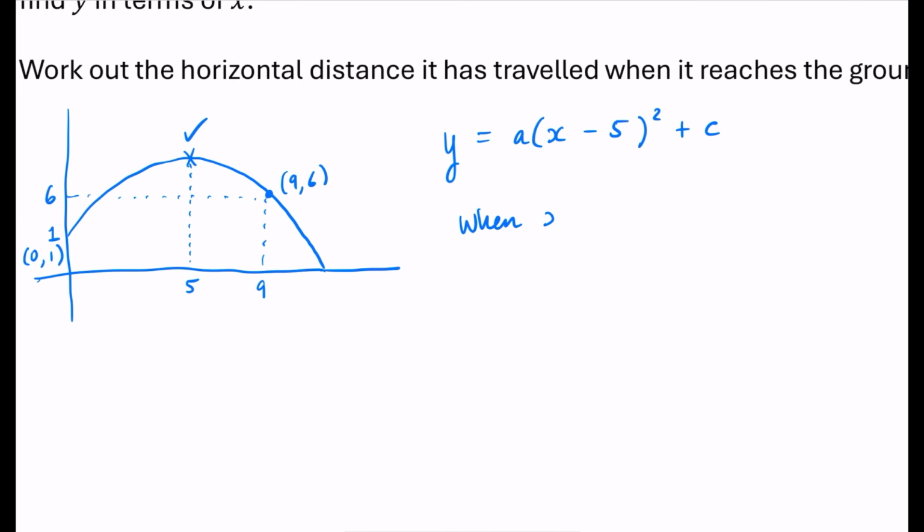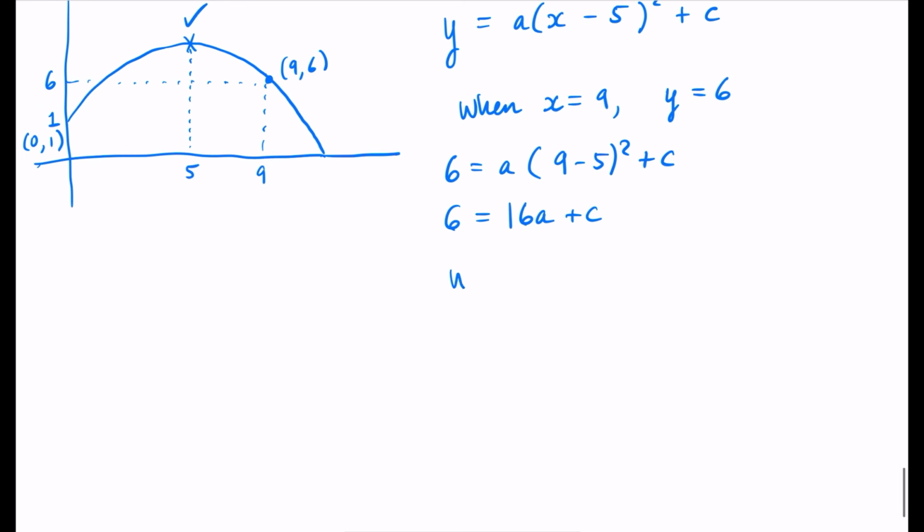So when x is equal to 9, y is equal to 6. So I get 6 is equal to a(9 minus 5) squared plus c. So 9 minus 5, that's 4. 4 squared is 16. So I get 16a plus c. Okay, looks like I might be getting simultaneous equations here.